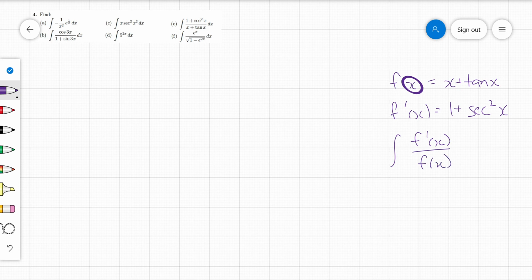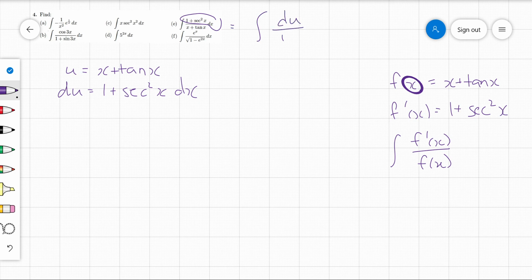If I was doing it with u's, I would let u equal x plus tan x. Then du is 1 plus sec squared x dx. So all of that top becomes du. So I'm integrating 1 on u du, which we know is log of u plus c. So that gives me log of, what's u? x plus tan x, plus c. So either way, we should get that.